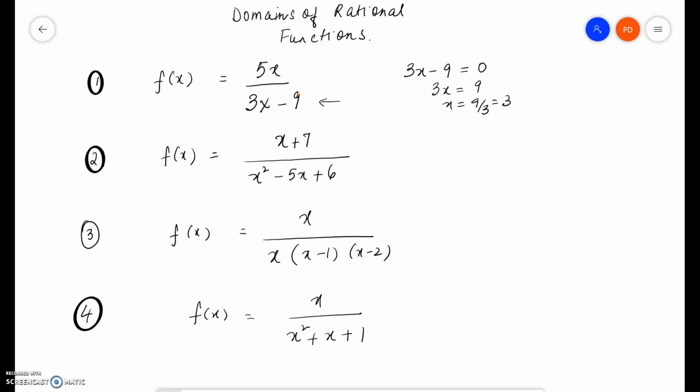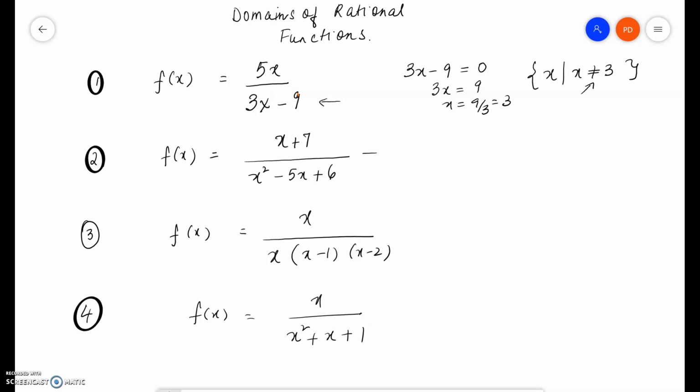So I can plug in any real number x such that x is not equal to 3. So any real number that is not equal to 3 is part of the domain of the function. So all reals except 3.